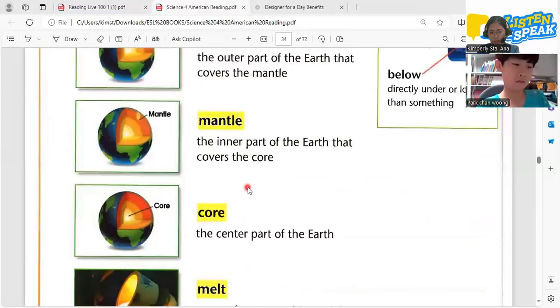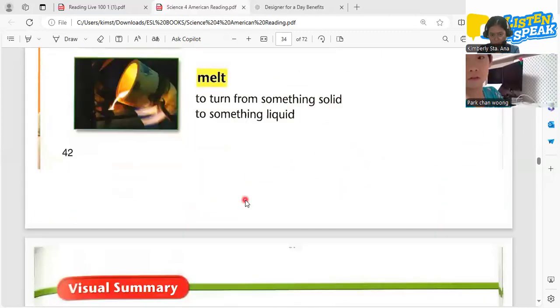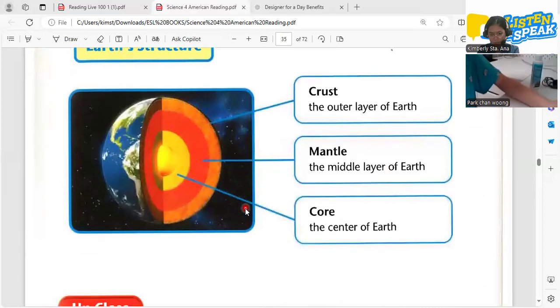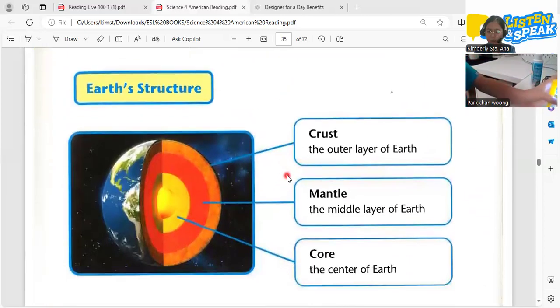So we're done with these words. You did nice, Evan. Before we go to the next activity, we have this image of Earth. So this is the Earth structure.